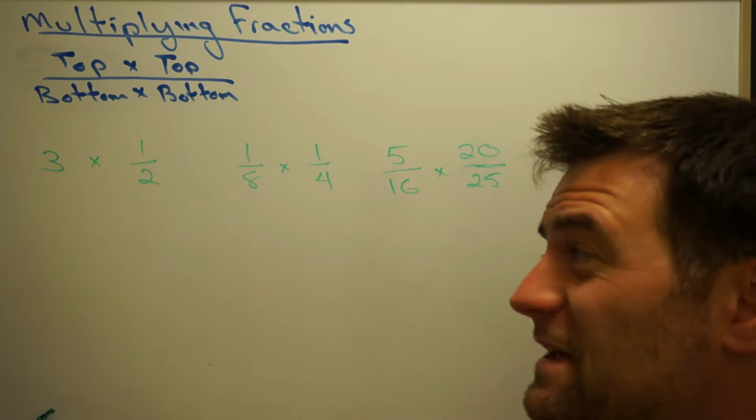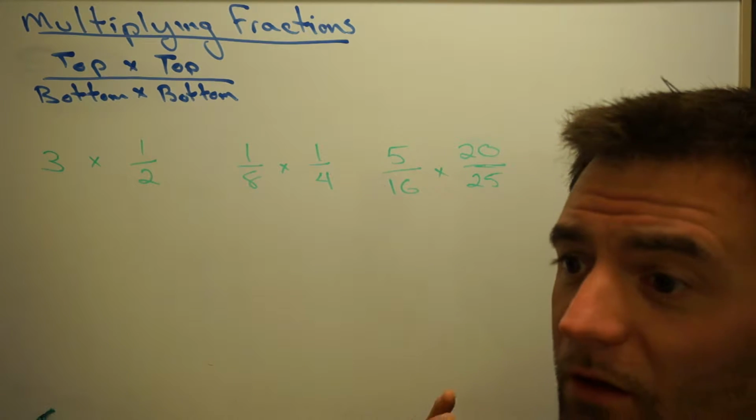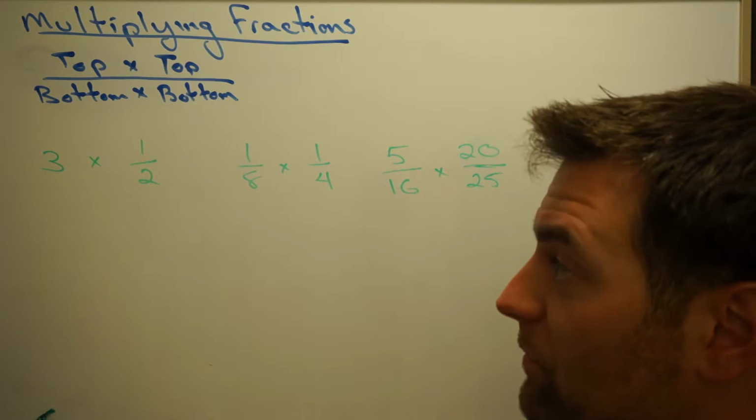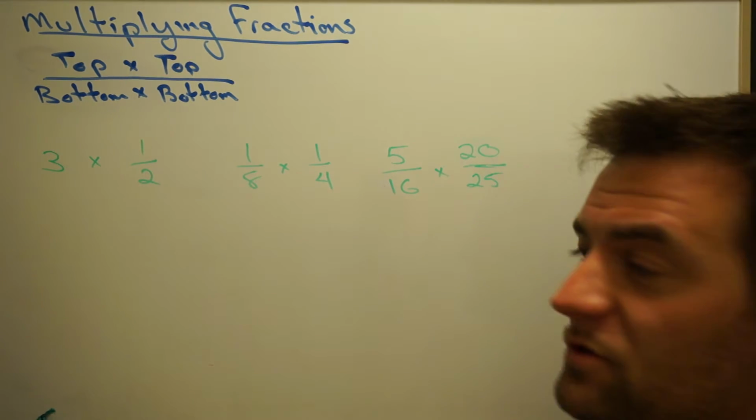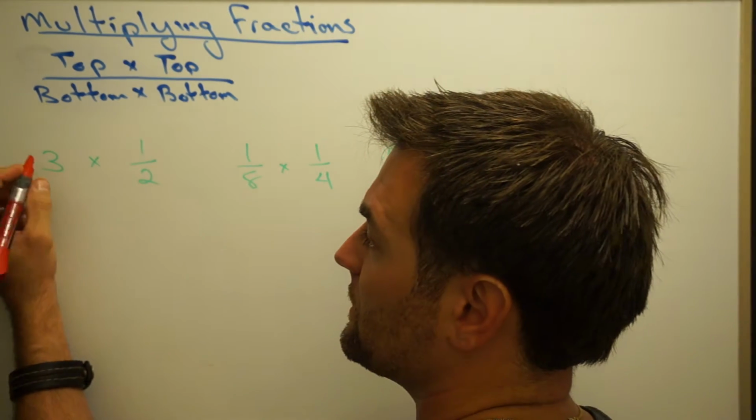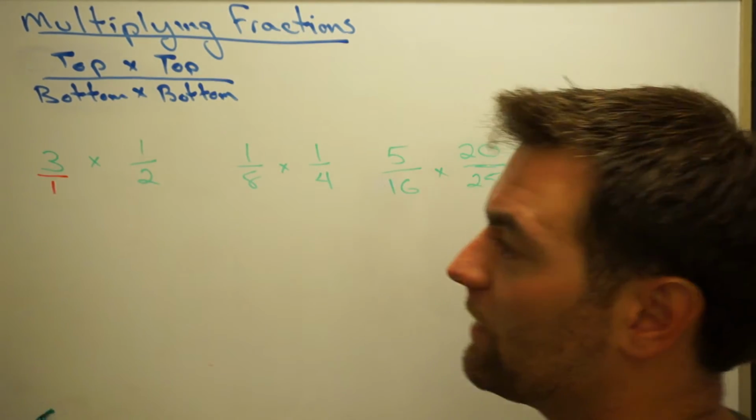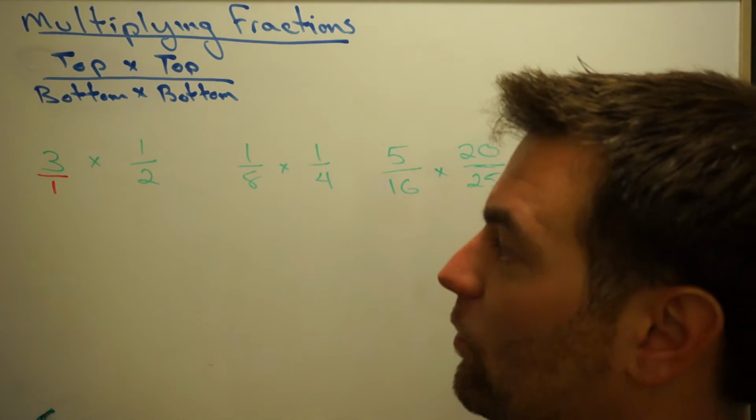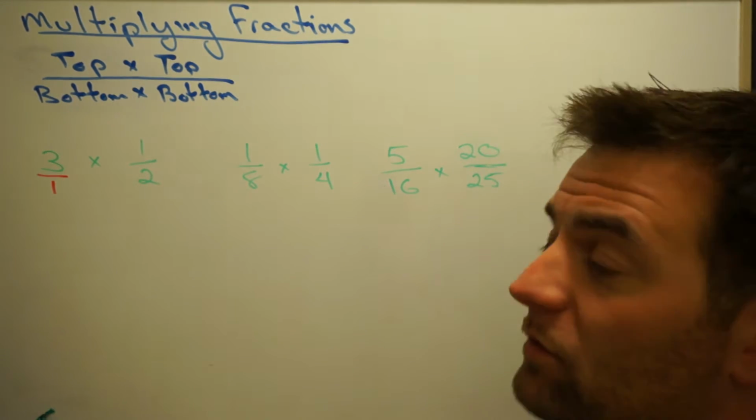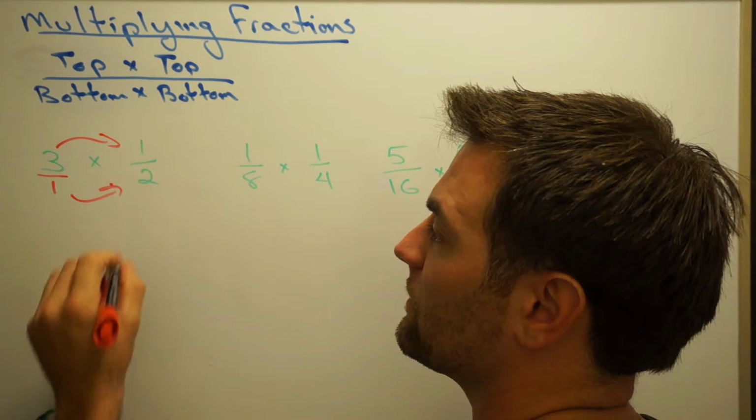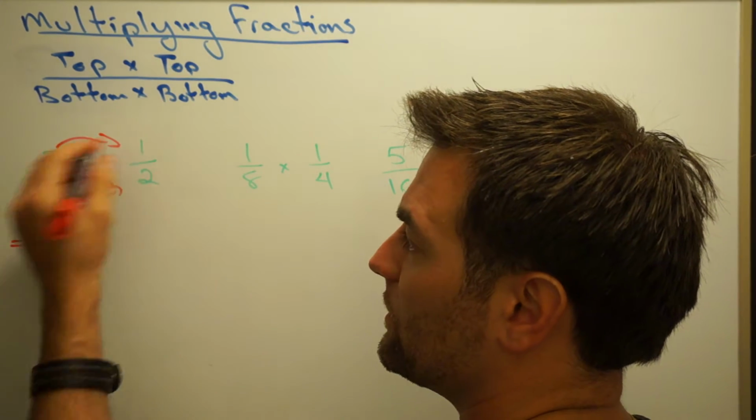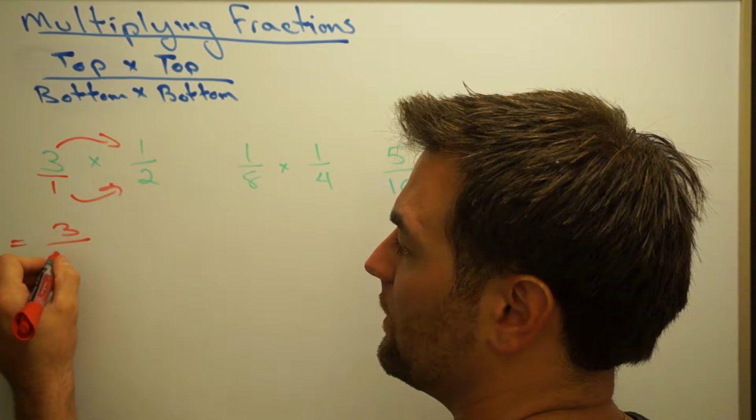So we have 3 times a half, or 3 over 1 times a half. 3 is a whole number, so there's no top and bottom there, but we can put any whole number over 1: 3 over 1 times 1/2. Then we can multiply the top two numbers together and the bottom two numbers together. So we'd have 3 times 1, which is 3, and 2 times 1, which is 2.